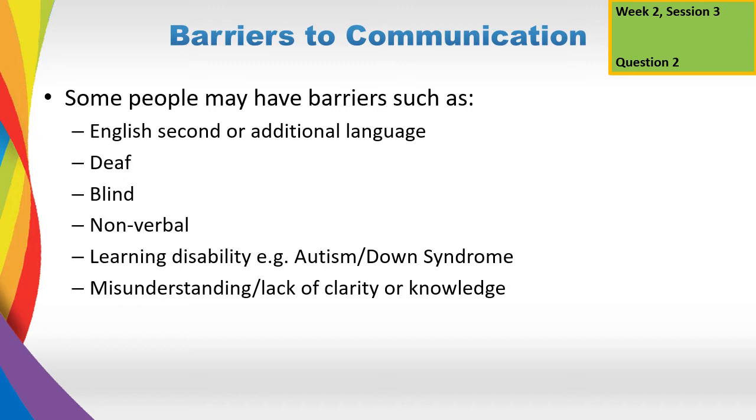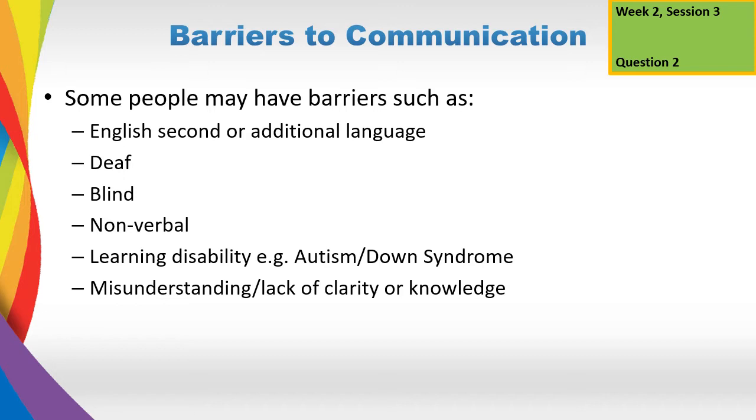Barriers to communication. We're working towards question 2 now. Some people may have barriers to communication. It could be that they don't use English very well. It could be that English is a second or additional language to them, and their language acquisition may be okay, but we need to understand whether it is going to be a barrier or not for them. Somebody may be deaf, they may be blind. You do get people as well who are non-verbal. Some people will have a learning disability, such as autism or Down syndrome.